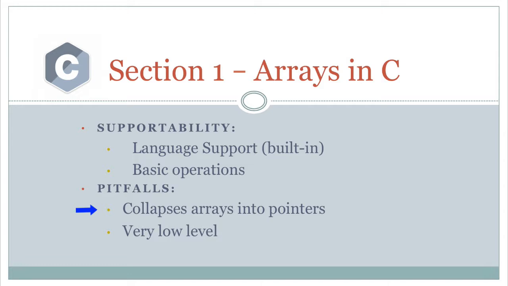And so arrays in C are very low level, because they sort of behave like pointers, and pointers can behave like arrays. You're going to use the array notation on pointers. Again, we're going to look at some examples of that.